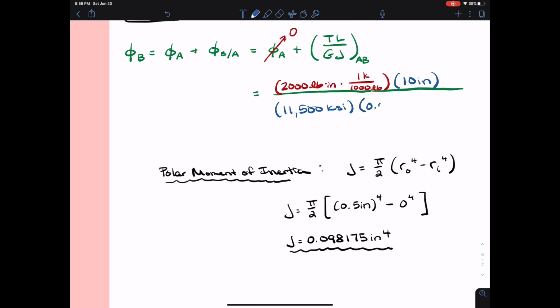I encourage you to keep a good number of decimal places because in the formula TL over GJ, we use a lot of large numbers and small numbers at the same time, so it's good to have the accuracy in our decimal places. All right, doing this calculation, plugging it in, we'll see that kips will cancel with kips in the denominator. We do all the math, and we get that the angle of twist at point B is 0.017715.